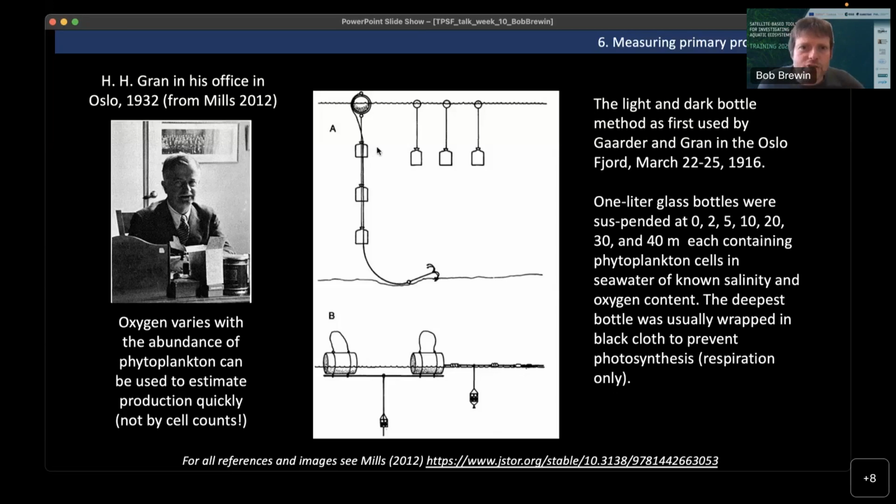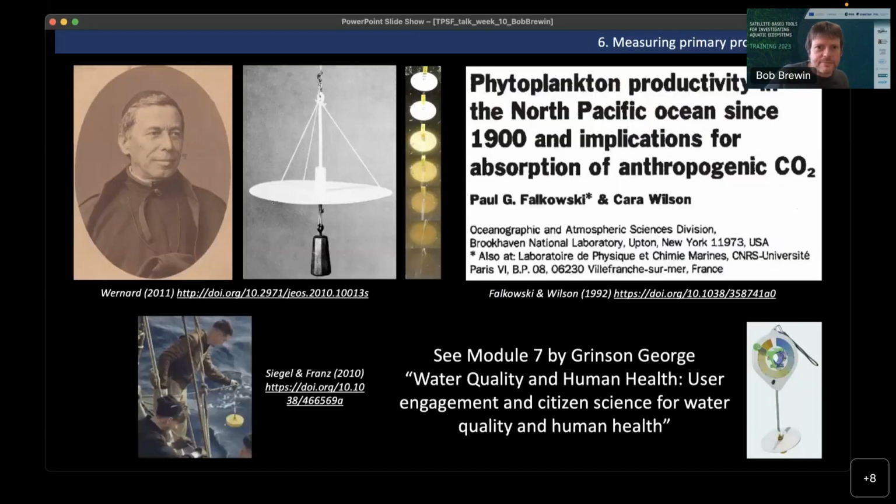whereby you would suspend bottles at various depths. Often the bottle right at the bottom you would cover up so you can get some idea of respiration, and then you would monitor each bottle with known concentrations of phytoplankton cells, known salinity and oxygen content, and then you would look at how that would change over a period of time in order to get a proxy of primary production. So this was one of the earlier techniques known as the light and dark bottle method.